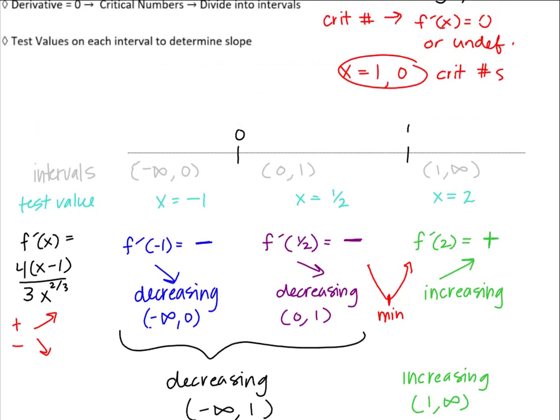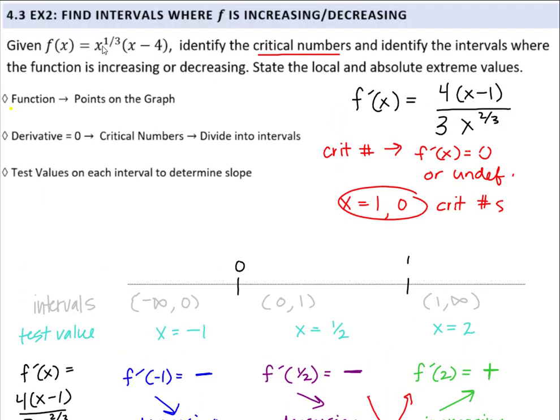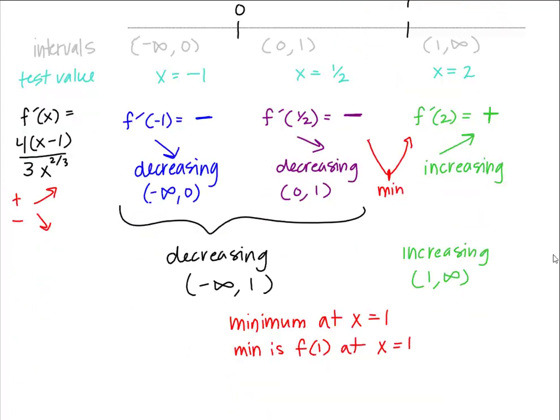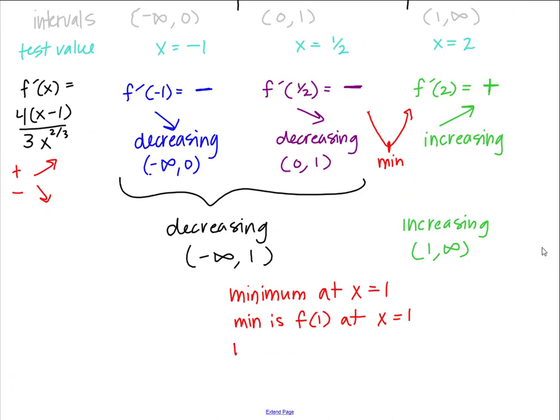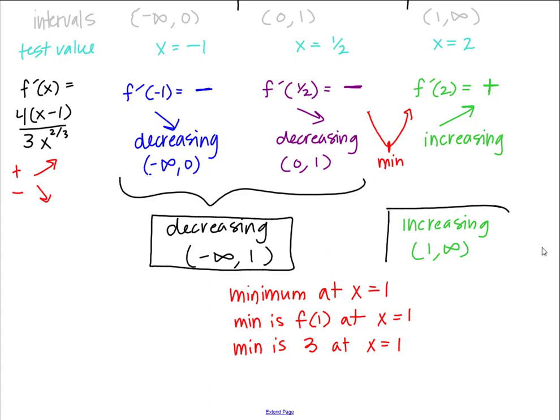Of course, if we go up here to the function, if I plug in 1, that's 1 to the 1/3 times 1 minus 4, negative 3. We have 1 times negative 3. The minimum is negative 3 at x equals 1. So our answers, we have the interval where the function is decreasing, we have the interval where the function is increasing, and we know that we have only a minimum value.